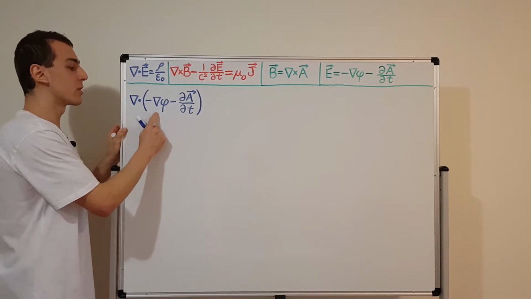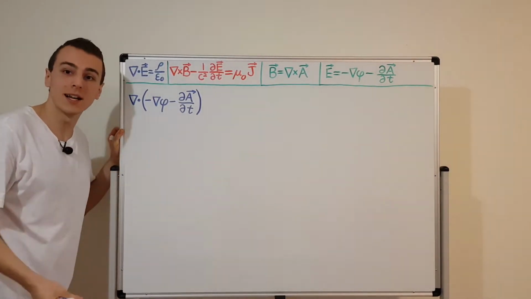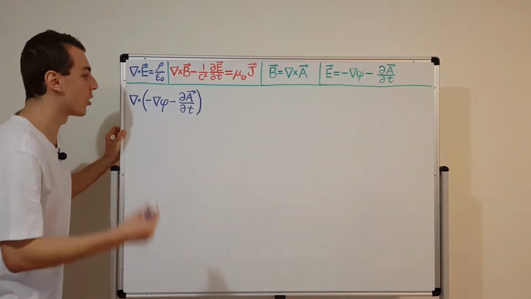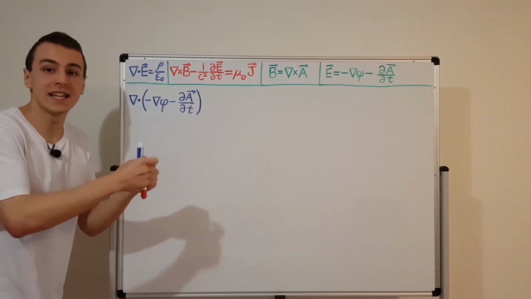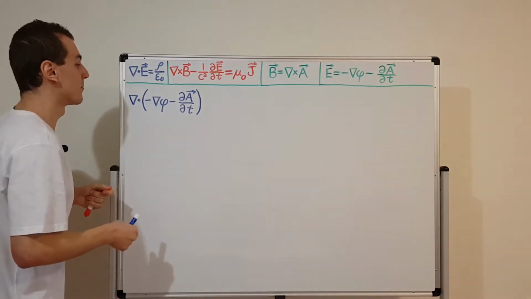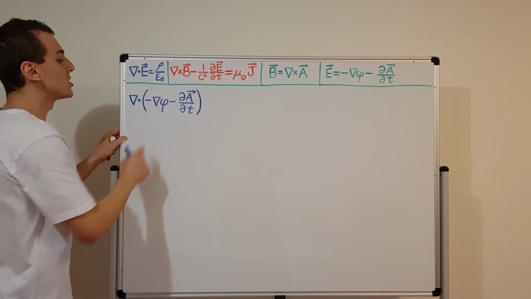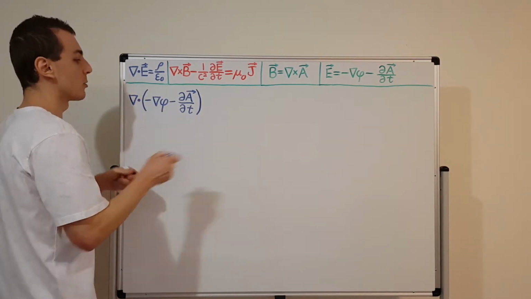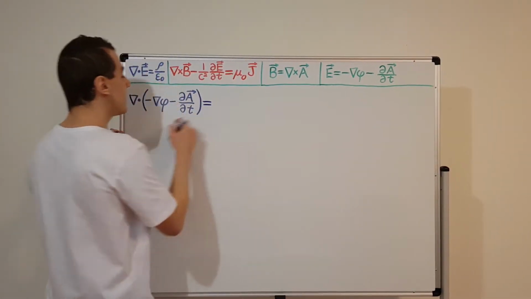And the divergence of the gradient is called the Laplacian. So that's the Laplacian operator. That's just taking the second derivatives and then adding them together. So that is what the divergence of the gradient is going to give us. I'll write that over here. We're still going to have this minus sign.